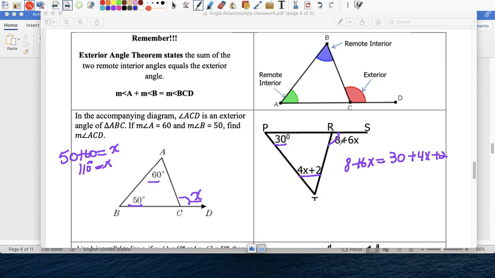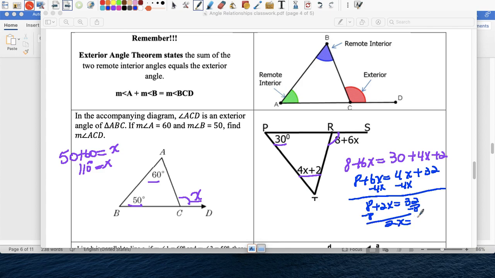Solve. 8 plus 6x equals 4x plus 32. Let's combine like terms. Minus 4x, minus 4x. Let's get rid of one of the variables. 8 plus 2x equals 32. Minus 8, minus 8. 2x equals 24. Divide by 2, divide by 2. x equals 12.